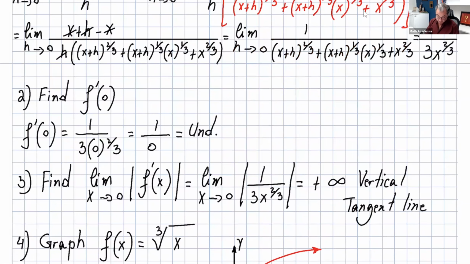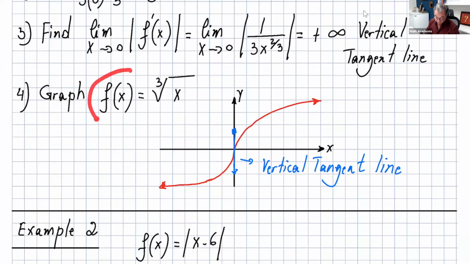Now for the same problem, if I want to find f prime of 0, I have f prime of x. If I put 0, I get 1 over 0, which is undefined. If it's undefined, then just go ahead right away and try to find this limit: the limit as x approaches 0 of f prime of x, or the absolute value of f prime of x. And if we do that, we're going to get positive infinity. If you get positive infinity, that means we have a vertical tangent line at that point.